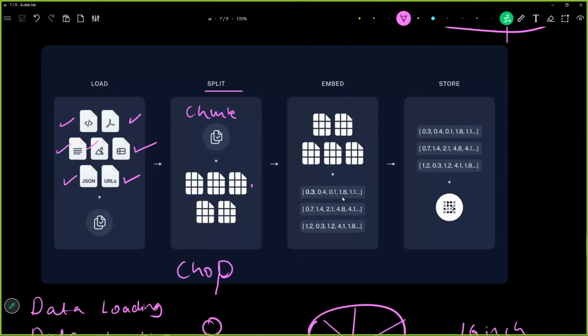That is the need of converting data into numbers, and this is called data embedding. This is the second last step of data ingestion. Once our data is converted into numbers, see, data is loaded, data is chunked, and all of these chunks are converted into small numbers.